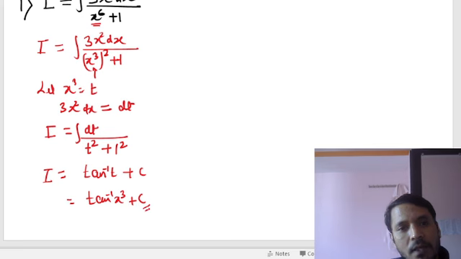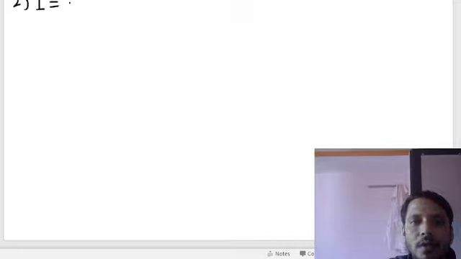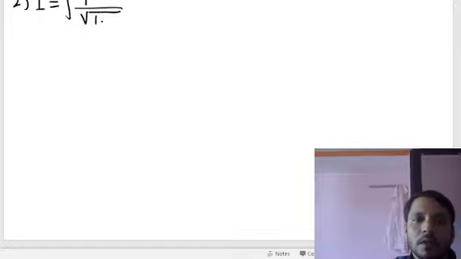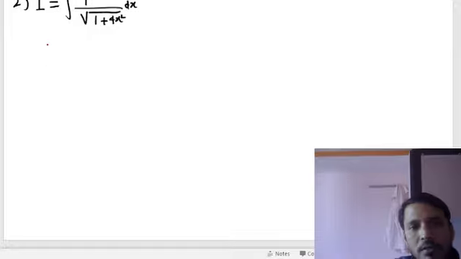Now our next question is question number 2. In question number 2 we have given I equal to, what is that? So it is 1 upon under root of 1 plus 4x square, and here dx. What we can do here? Actually we have a standard formula for that.